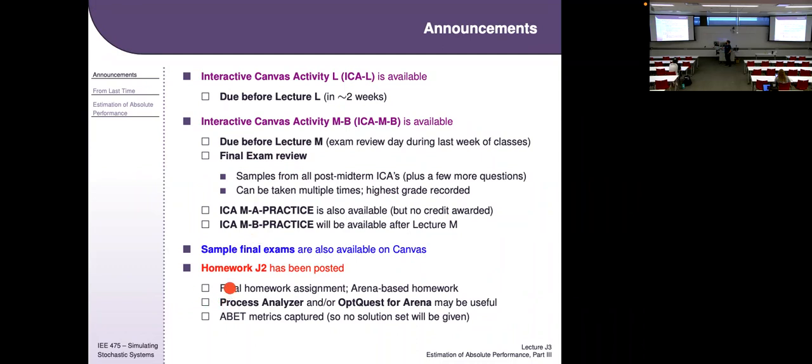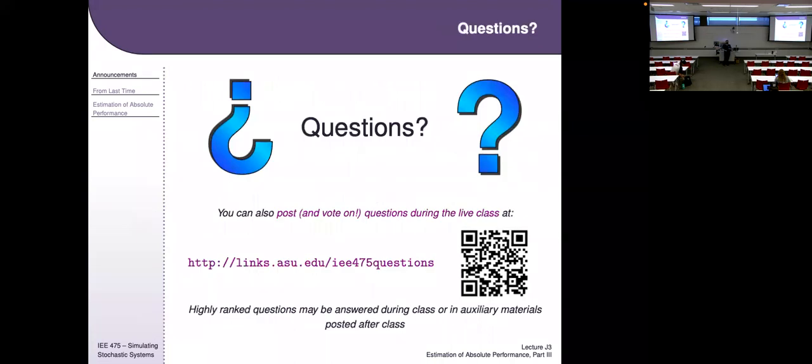The only other item is homework J2, which is an Arena-based homework assignment. You don't have to use the process analyzer, but we can help. We simplify some of the tasks that they ask for, or maybe even offer guidance. There won't be a solution set for this one. It's a little bit more open-ended. It's kind of like a lab assignment, because in the past we used it as an ABET measure, for seeing how well people are pulling everything together. All right, so those are the announcements. Any questions?